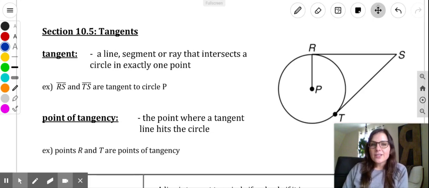All right, so our next section is 10.5, and it's called tangents. We're going to learn about what a tangent line is, and there are a few other vocab words and theorems that we'll use. All right, let's get started.